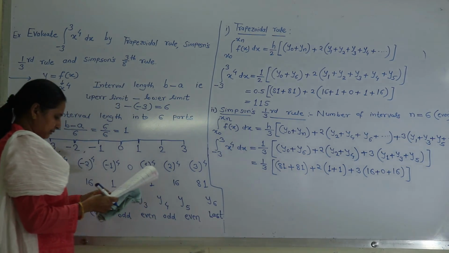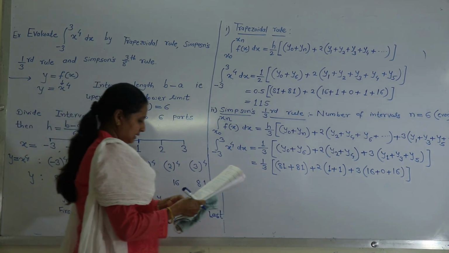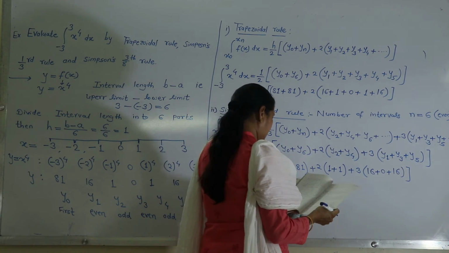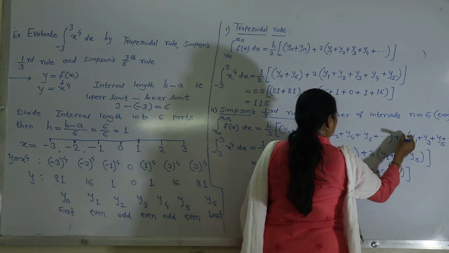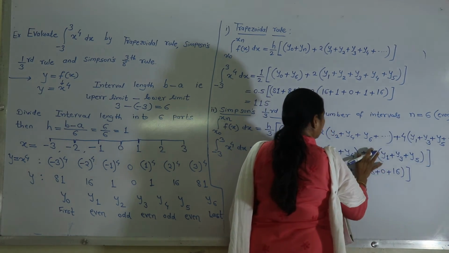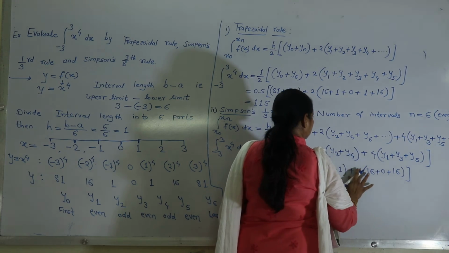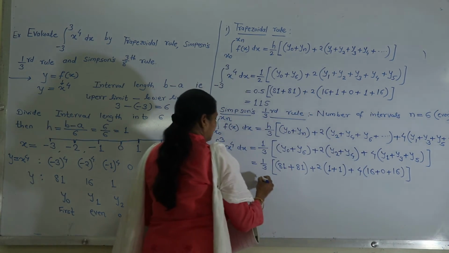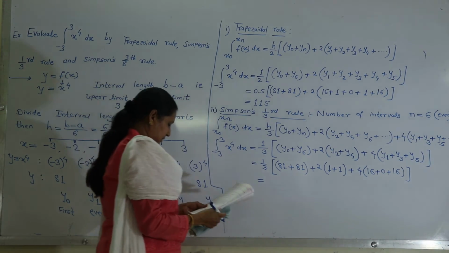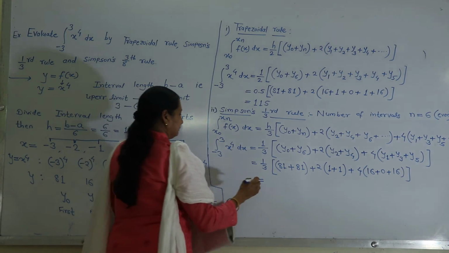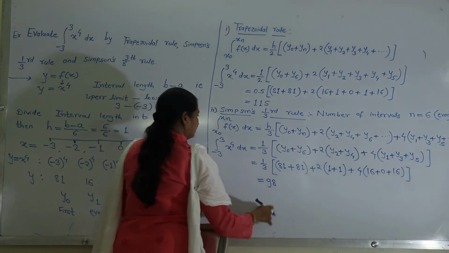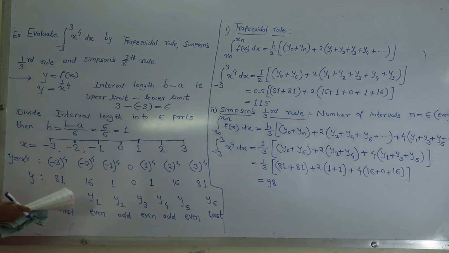Now after calculation, this is not 3 times, sorry, this is 4 times y1, y3, y5, 4 times. Then the answer for the integration from minus 3 to plus 3 of x raised to 4 dx, by the 1/3 rule, is 98. That is 2 times the odd ordinates and 4 times the even ordinates.